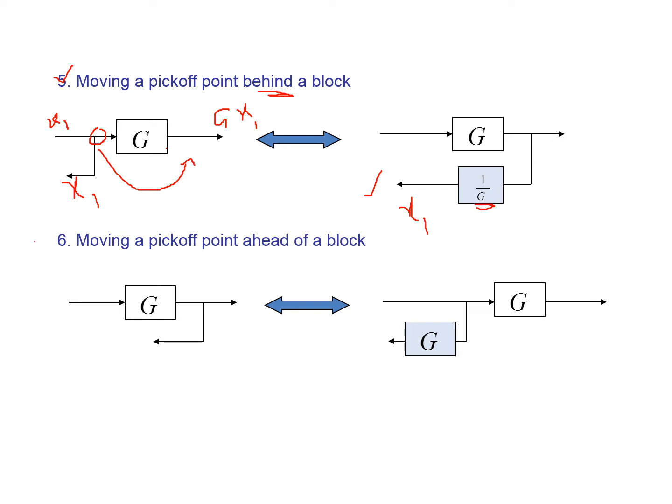Similarly, the sixth one is moving a pickoff point before a block. Means this is the pickoff point. We are going to move this pickoff point before a block, this block having the gain g. That time this signal is going to multiply by a gain g. Okay, this is the sixth point in the reduction technique.